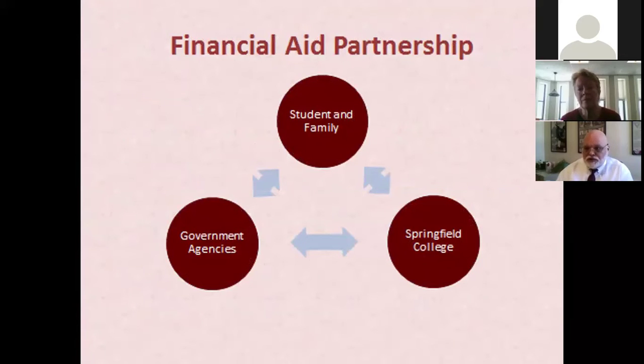Financial aid is a partnership. It is a partnership between the student and family, Springfield College, and federal government agencies that could include state agencies as well. Each of us has a role to play in making sure that the financial aid process runs smoothly and serves the student.